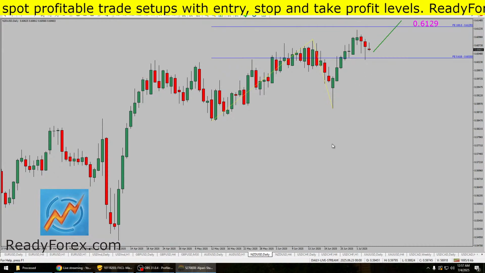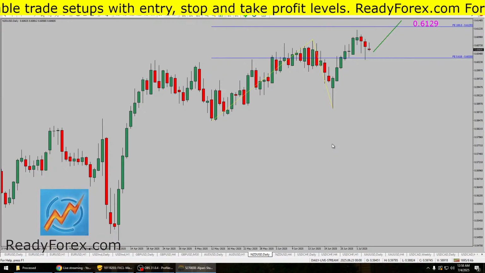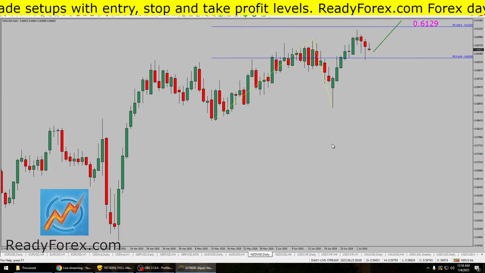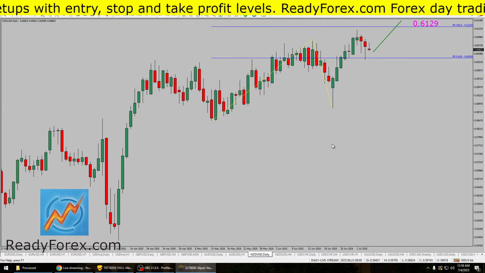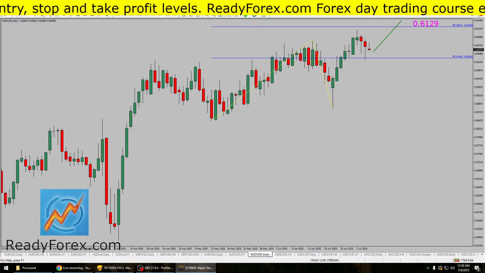However, in order to make money, obviously you need a trading strategy. You need to have some kind of a trading method to trade the market, because forecasting the market is different and trading the market is different.